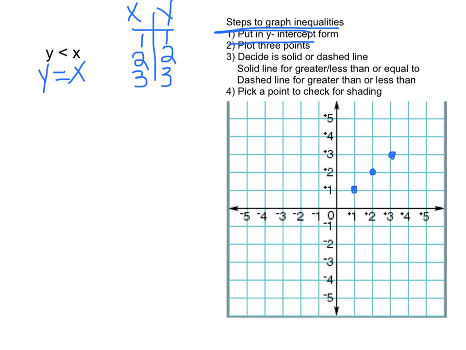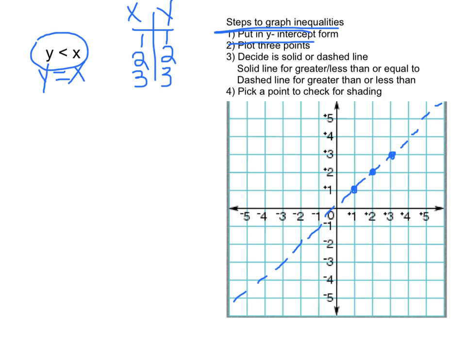Now I need to decide if it's a solid or dashed line. Well, this is y is less than x. So it's not less than or equal to, so it's going to be a dashed line. So as best I can, I continue this all the way down to create a dashed line.